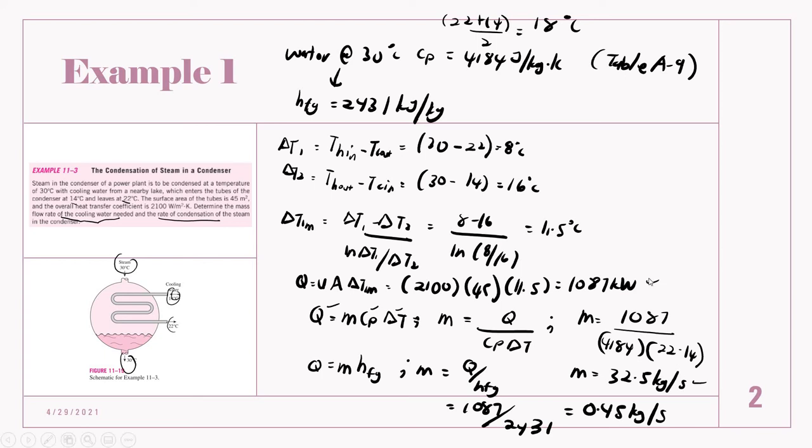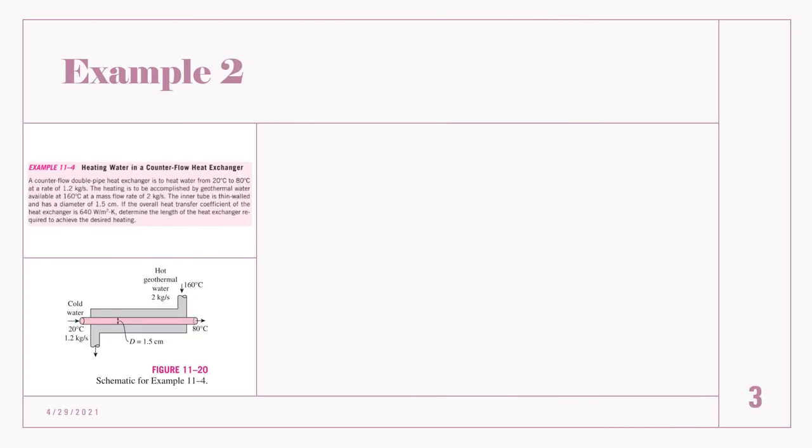Let's continue with example 2. Example 2 is the heating of water in a counterflow heat exchanger. We have a counterflow double pipe heat exchanger used to heat water from 20 degrees Celsius to 80 degrees Celsius at a rate of 1.2 kg per second. The heating is to be accomplished by geothermal water available at 160 degrees Celsius. The flow rate is 2 kg per second.